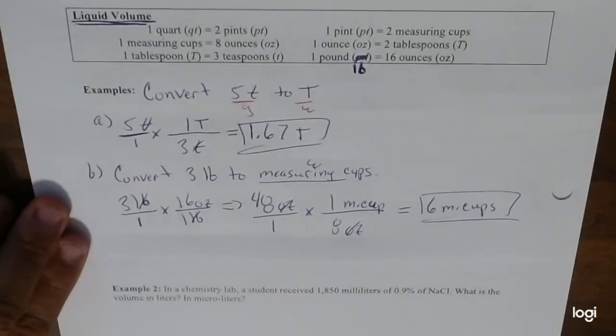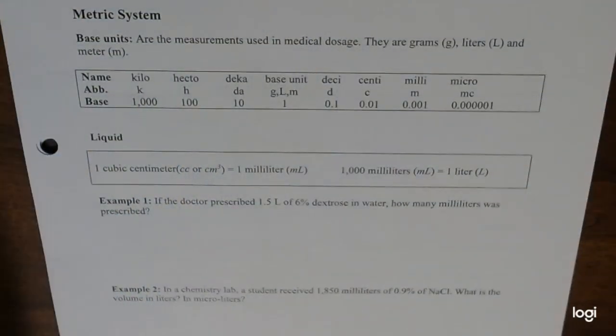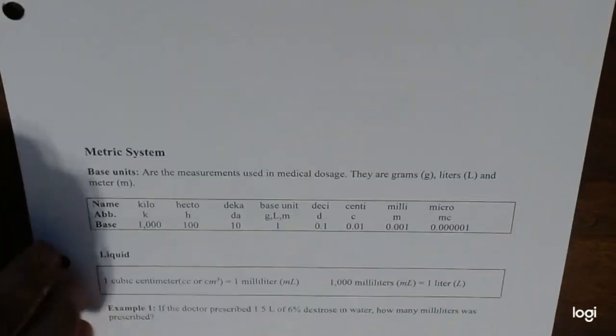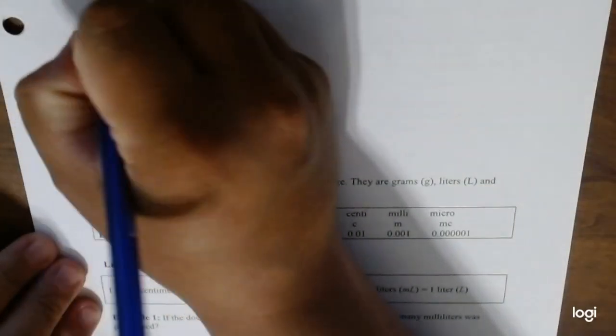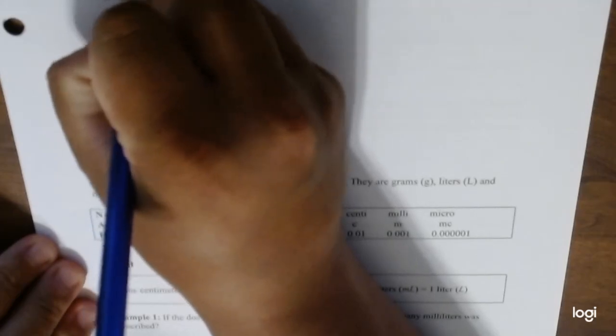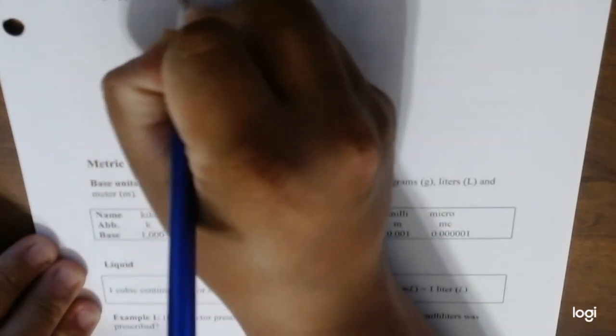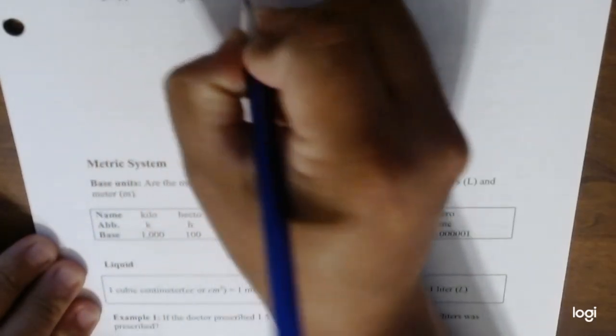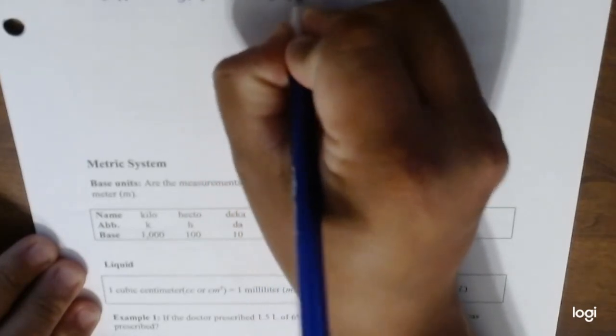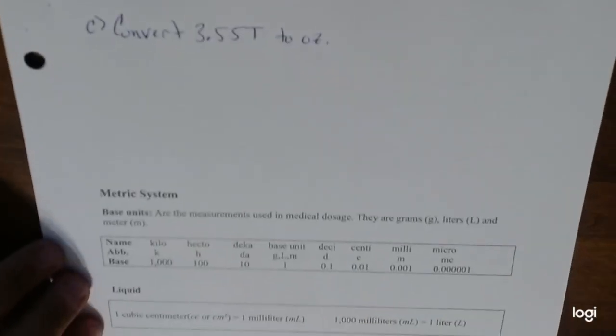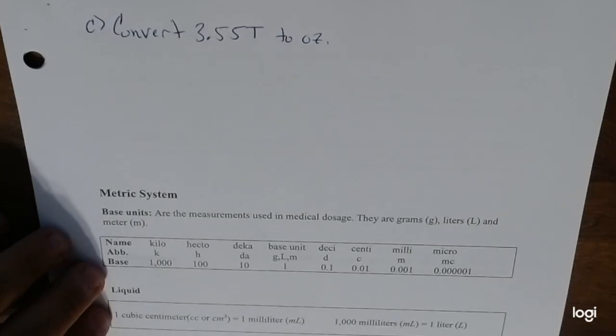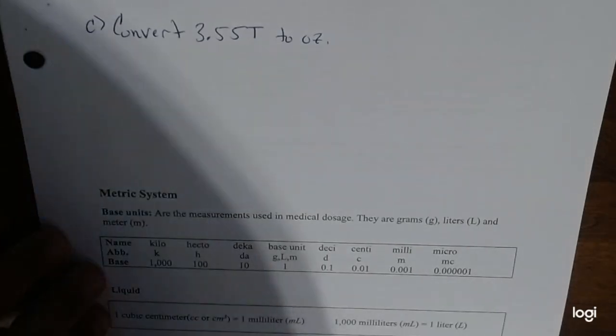Okay. All right, so why don't you guys try one? So a little space on the other page, so let's call this C. So why don't you guys convert 3.55 tablespoons to ounces. Okay. So go ahead and pause it. 3, 2, 1, pause.